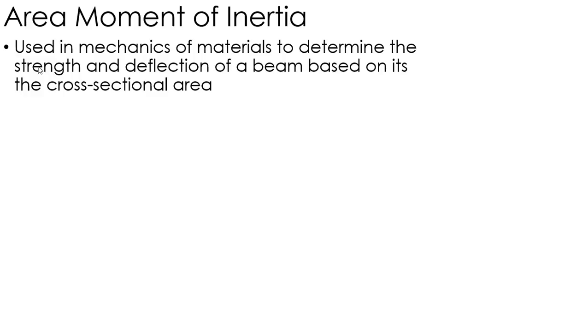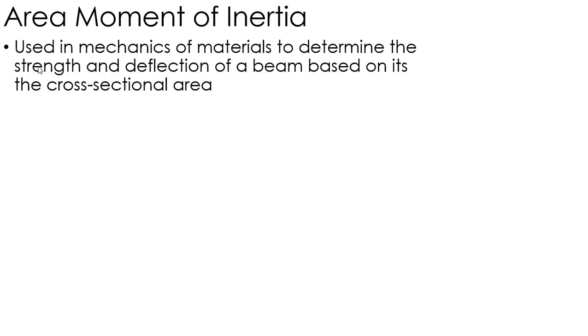Okay, we're going to talk about the area moment of inertia, and this is a quantity that's actually used in mechanics of materials, and we use it to determine things like strength and deflection of a beam based on the cross-sectional area of that beam. So this is something you'll use later on. We're just going to talk about how to do it here in statics.